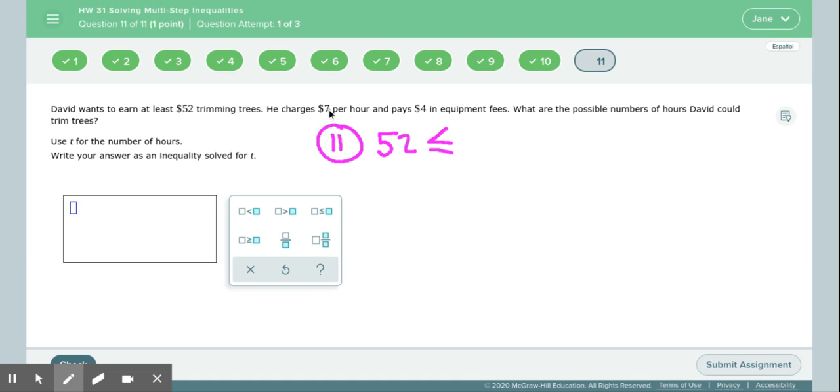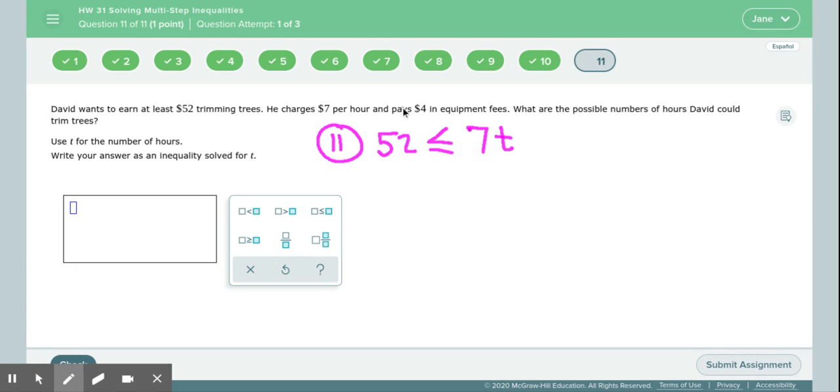So it says he charges $7 per hour. So that means that he is going to be making, so this is positive to him, he's making $7 for the number of hours that he works. So T represents the number of hours, so this is going to be 7 times T. That word per is an indicator for multiplication. So I'm multiplying how much money he earns per hour times the number of hours.